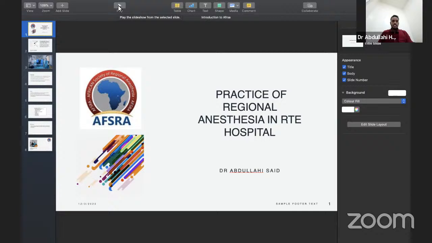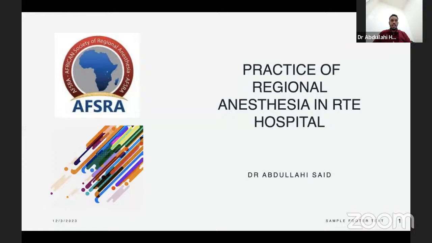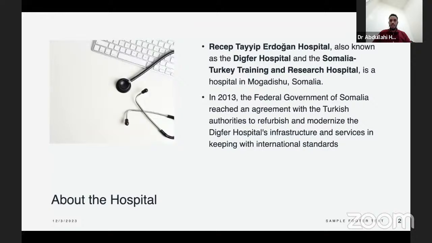Ladies and gentlemen, let me give you a brief lecture about the practice of regional anesthesia in our hospital. As we know, the modernization of medicine also gives us more topics to talk about regarding regional anesthesia. Let me give you this example about our hospital before we talk about what we do in regional anesthesia and nerve blocks in our hospital.